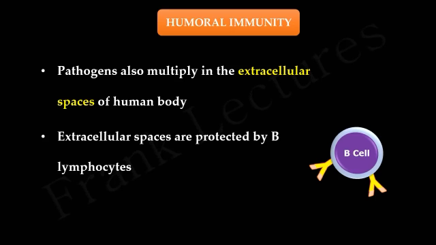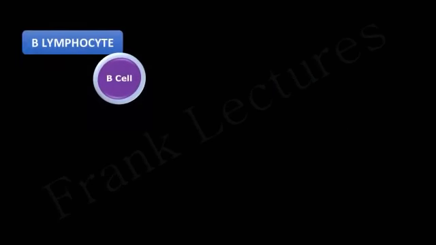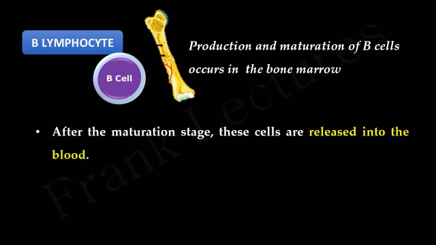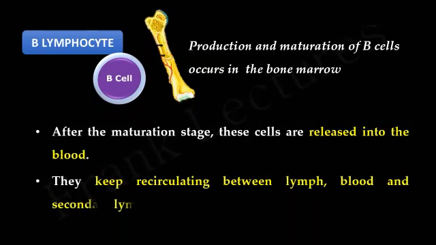In this video lecture, we will understand the role of B lymphocytes and the basic structure of antibody. B lymphocytes originate in bone marrow, and they also complete their maturation in the bone marrow. After the maturation stage, these cells are released into the blood. They keep recirculating between lymph, blood, and secondary lymphoid tissues.